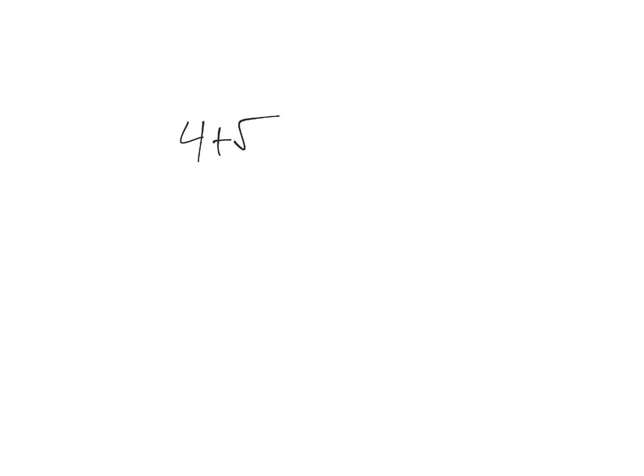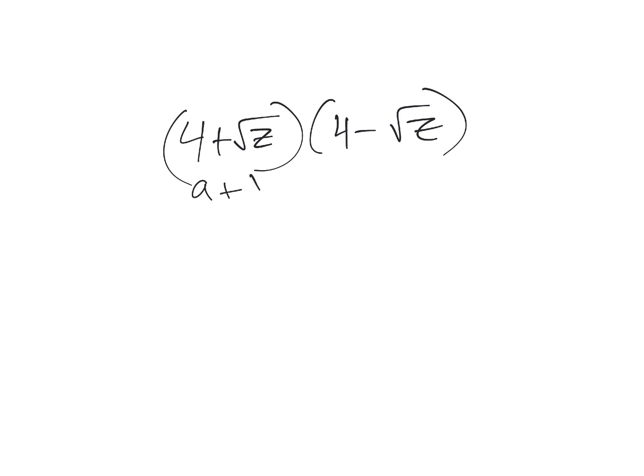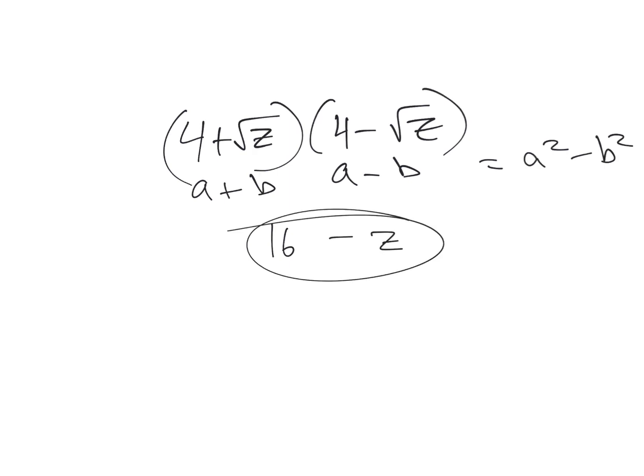4 plus the square root of z times 4 minus the square root of z. Okay? You should have recognized that this is a plus b, a minus b, which is just the square of each of those with a minus sign. 4 squared is 16. The square of a square root is just what's underneath it. That's your answer.